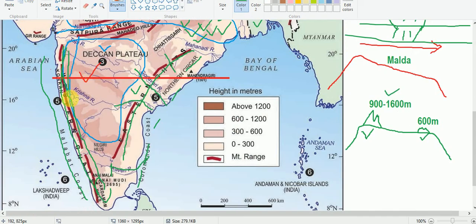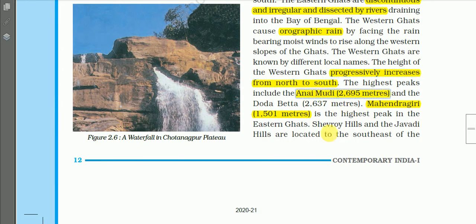The height increases towards the south, and that is why here we find the highest peak of the Peninsular Plateau, as you find here, Anaimudi. The height is 2,695 meters, and Dodabeta is 2,630 meters. So these are the high peaks of the Peninsular Plateau, but you must know that Anaimudi is the highest peak in the Peninsular Plateau, whereas Mahendragiri is the highest peak in the Eastern Ghats. The height of Mahendragiri is 1,501.